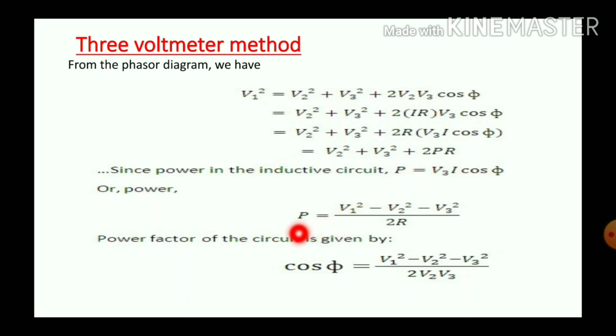So by rearranging the equation, power P equals V1 square minus V2 square minus V3 square divided by 2R. The power factor of the circuit is obtained from this equation. It is cos phi equal to V1 square minus V2 square minus V3 square divided by 2 V2 V3.